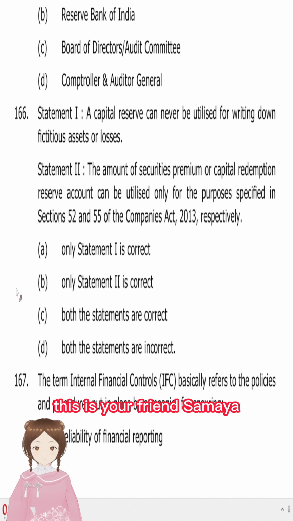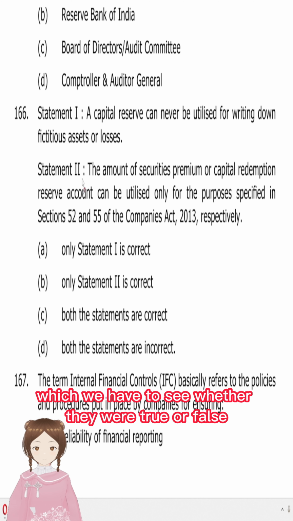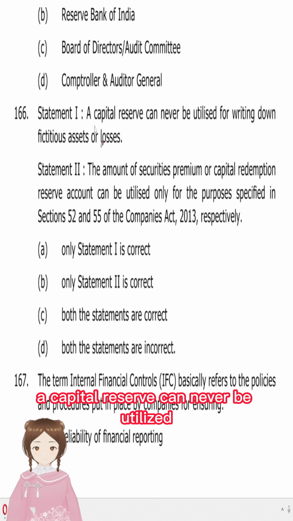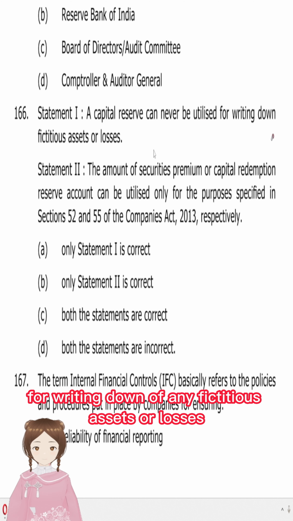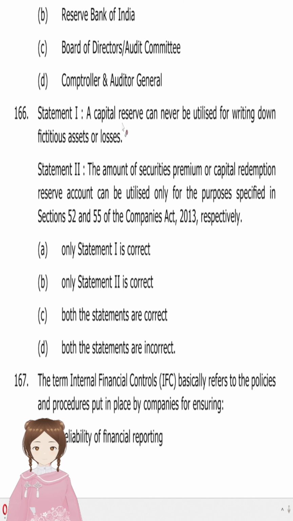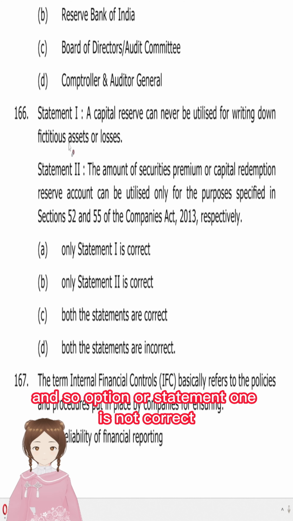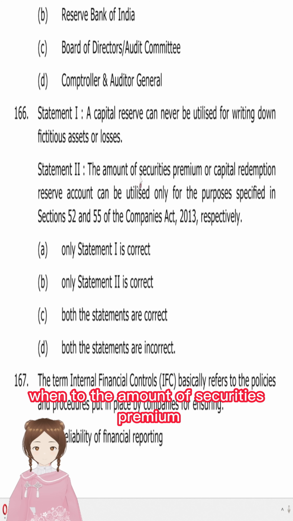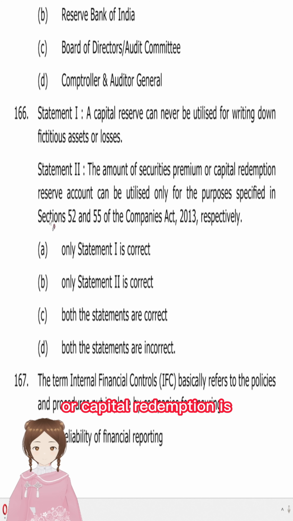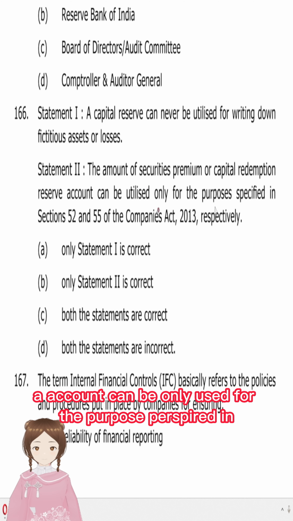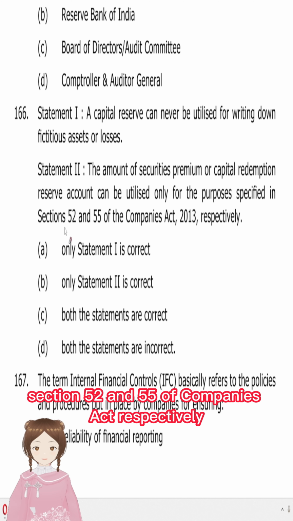Hey Sampham, this is Ria from Samaya, MCQ 166, CA Inter. They have given us two statements which we have to see whether they are true or false. Statement 1: a capital reserve can never be utilized for writing down any fictitious assets or losses. No, a capital reserve can be used to write off fictitious assets, like revaluation surplus, etc. So statement 1 is not correct. Statement 2: the amount of securities premium or capital redemption reserve account can be used only for the purposes specified in sections 52 and 55 of the Companies Act respectively.